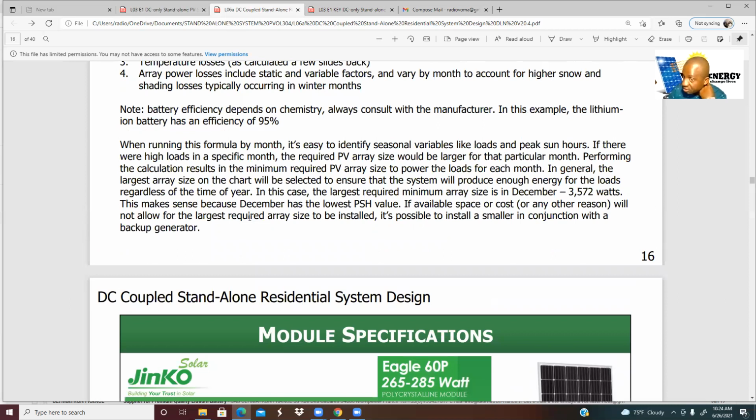When running the formula by month, it is easy to identify seasonal variables like loads and peak sun hours. If there is a high load in a specific month, the required PV array size will be larger for that particular month. The calculation results in the minimum required PV array size to power the load for each month.